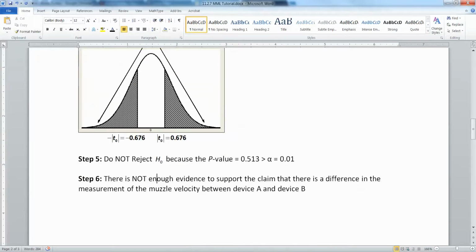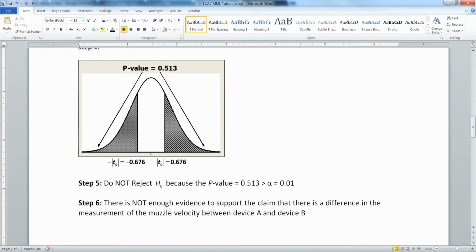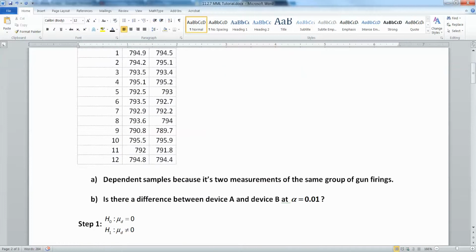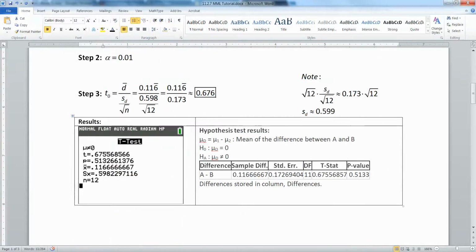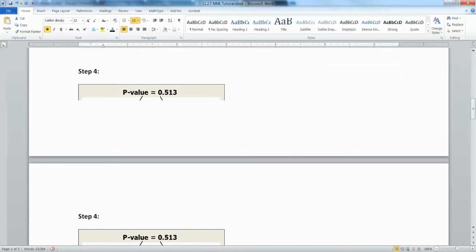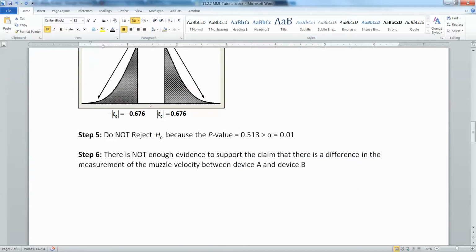It's possible these two devices are different from each other, but we don't have enough to prove it with our p-value being that large. All right, so we have done all of part B, the hypothesis test. We did a little bit more than MyMathLab was strictly asking for, but all this stuff in here is what you'd have to do if you have to do it by hand, so it doesn't hurt to see it.